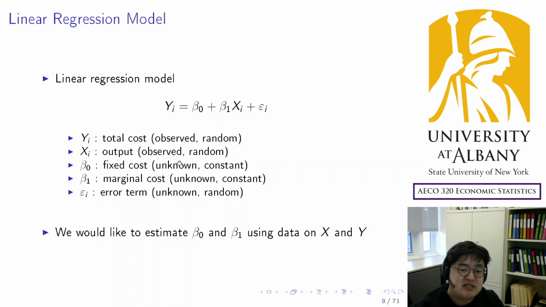So we are going to estimate those two cost parameters. Finally, the error term is not observed and random. These are statistical properties of those objects. So what you are going to learn is the estimation of beta 0 and beta 1 using data on x and y. We observe x and y, and we estimate beta 0 and beta 1. Here, epsilon is taken into account.